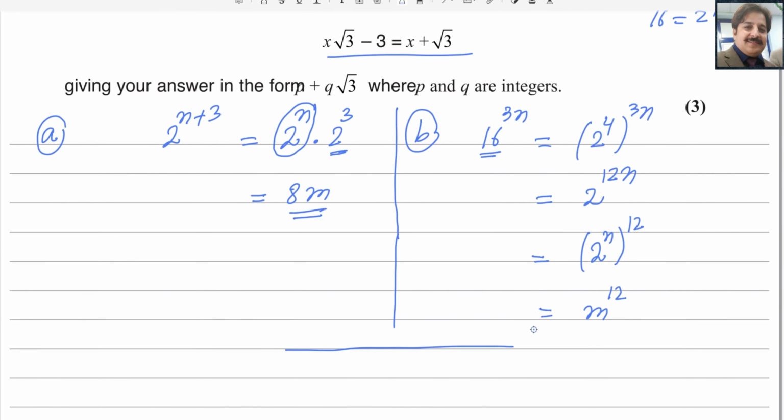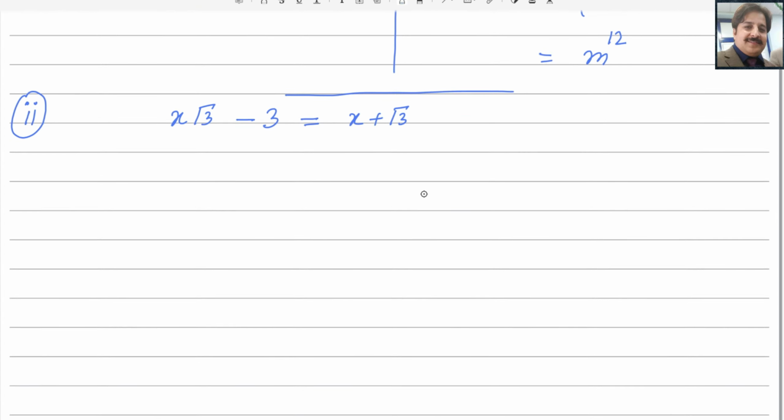Let me write this question here for the second part: x square root 3 minus 3 equals x plus square root 3. In the next step, you need to collect the x values on one side. So you can bring this 3 to the right and move this x to the left-hand side. So it will be x square root 3 minus x, and on the right it will be 3 plus square root 3. Square root 3 is already there, so this minus 3 becomes positive 3.